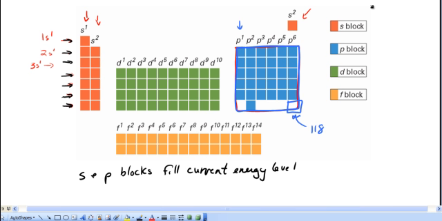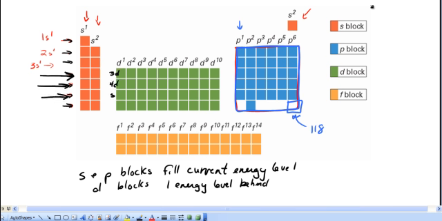When you're filling the D block, it is always one energy level behind. So when you are in the fourth row, you're actually filling the 3d. When you're in the fifth row, you're actually filling the 4d. When you're in the sixth row, you're actually filling the 5d. And when you're in the last row, you're actually filling the 6d. They're always one behind because of the overlapping that occurs.